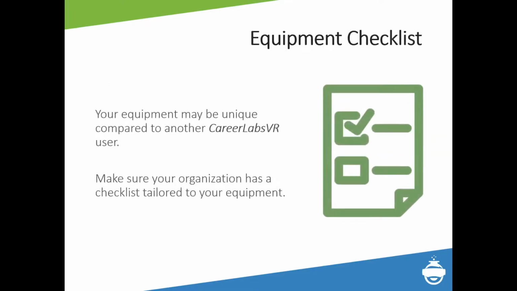You can include an equipment checklist as discussed in Module 2 in your ecosystem checklist, or you can make a separate one just for managing equipment. This should be tailored to your specific equipment and updated regularly.